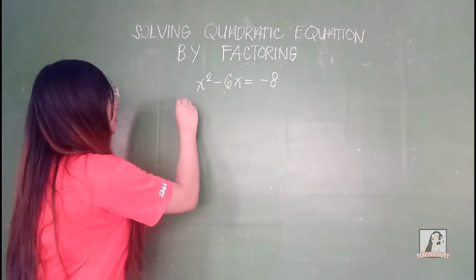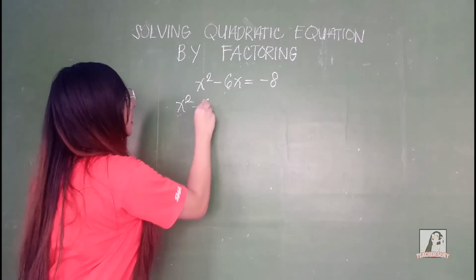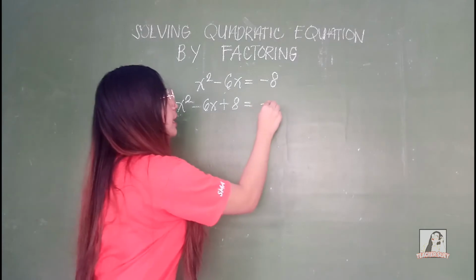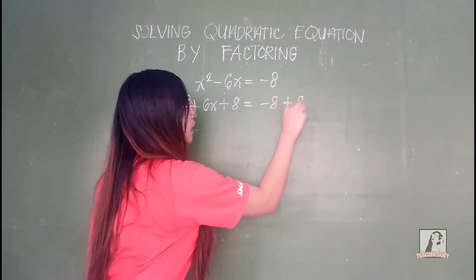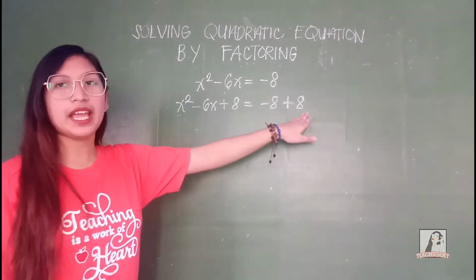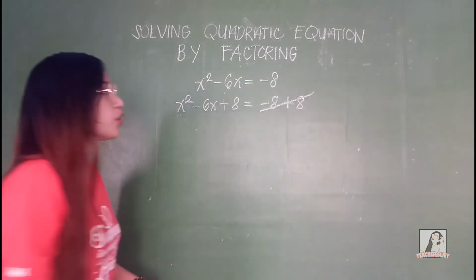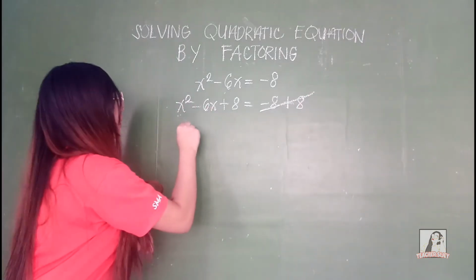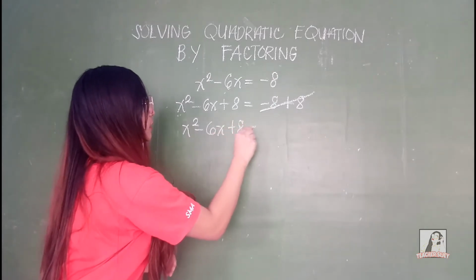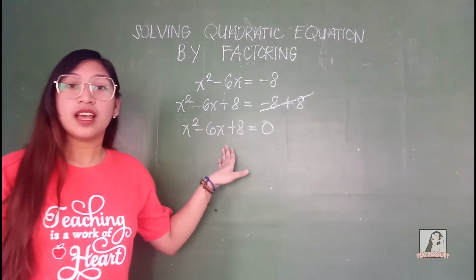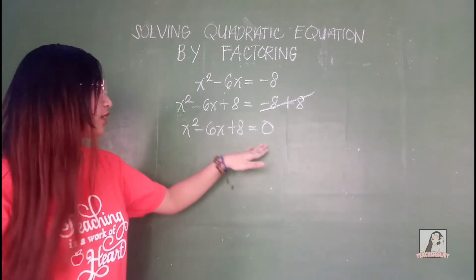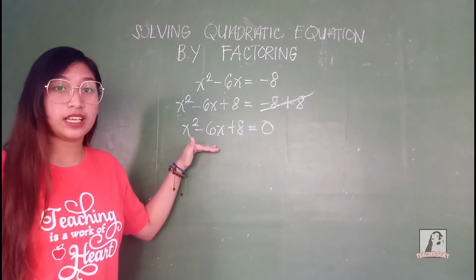So we have x squared minus 6x plus 8 is equal to negative 8 plus 8. So now, on this side, we have negative 8 plus 8. It will be cancelled. So we are left with x squared minus 6x plus 8 is equal to 0. Since this equation is transformed into its standard form, we need to factor this side, this quadratic expression.